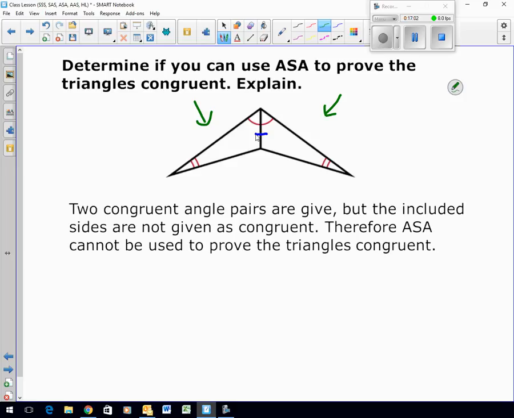So if it's the non-included side, which theorem would I have to use? Angle, angle, side. If you ever get confused, just say it out loud. Angle, congruent angle, side. Angle, angle, side.